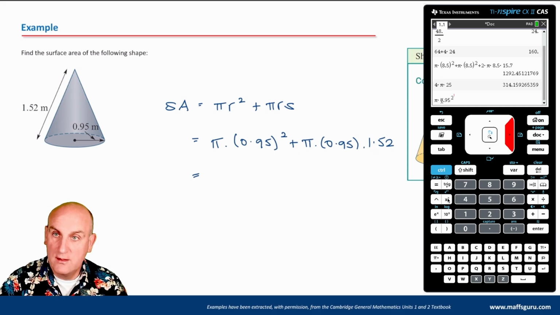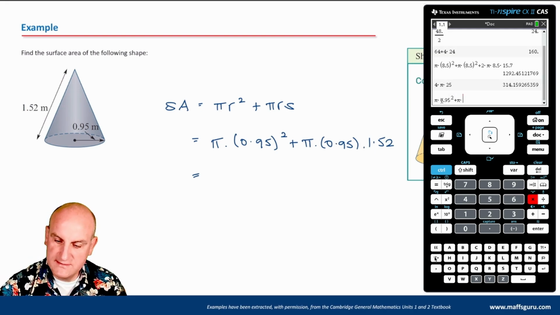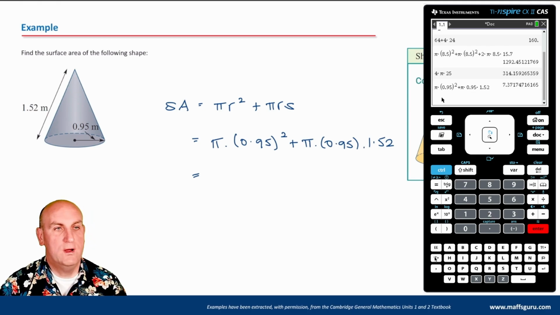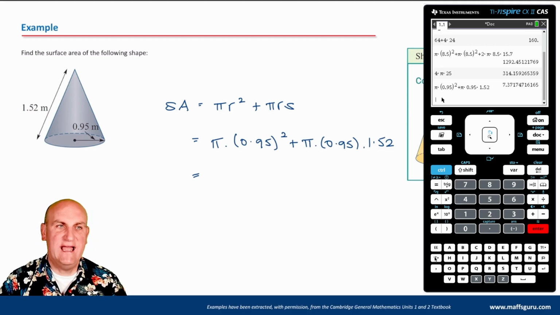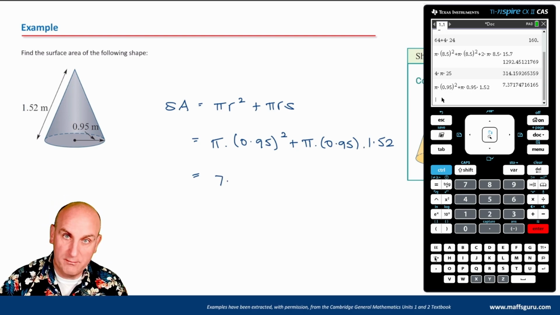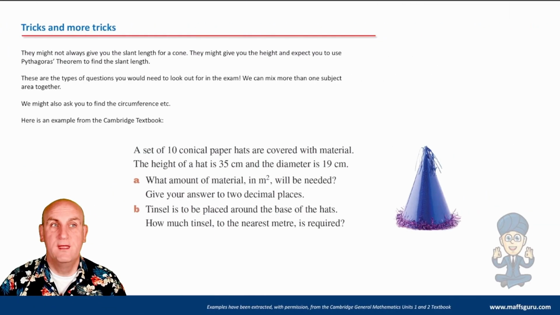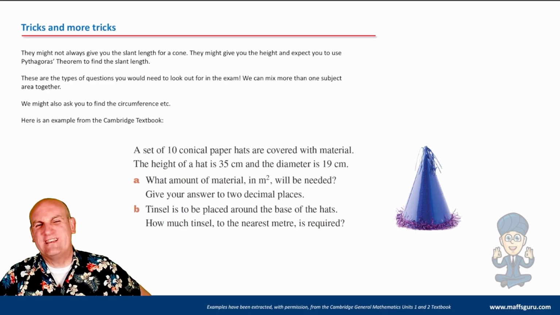0.95 squared. What do we got to do now? We've got to add on pi times that 0.95, and I'm going to times that by 1.52. Hit enter, and there we go. Now, shucks. It hasn't actually given me what I've got to round it to. So I always say, if they don't do that, round it to 2 decimal places. That's, again, another British thing we were always told in the UK, to round to 2 decimal places. So I've got 7.37. What are my units? Meters squared. Ka-ching.